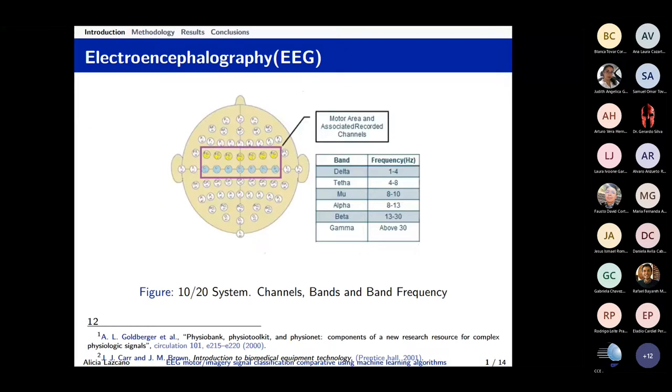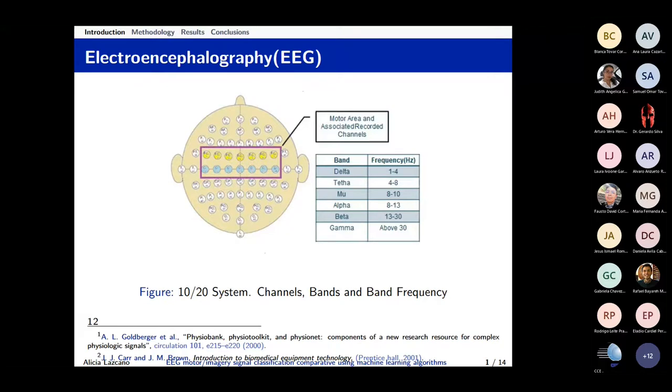EEG, or electroencephalography, is a recording of the representation of brain electrical activity, obtained by placing electrodes on the surface of the skull. In the image, we appreciate the classical distribution of electrodes in the 10-20 system. This division by electrode is called a channel. For this project, 64 channels are available.